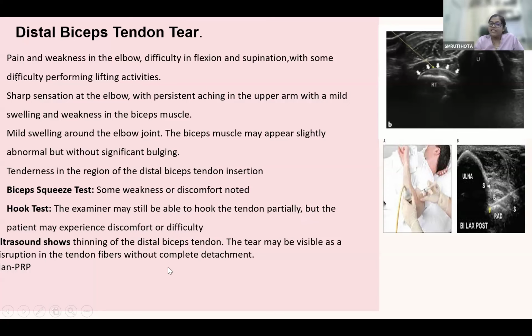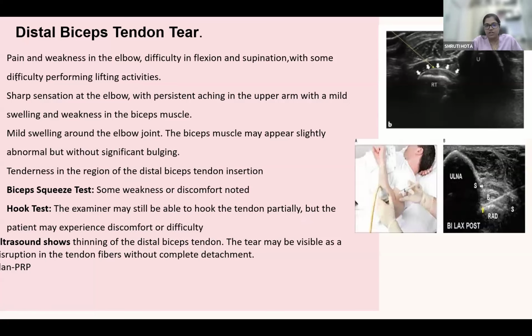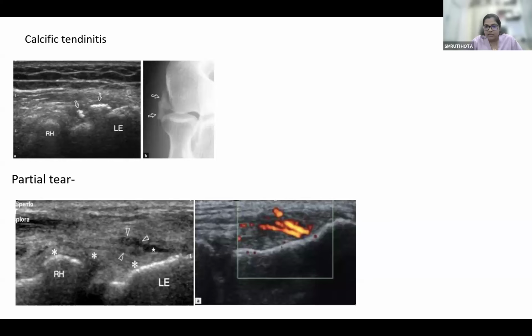On ultrasound, when there is a partial tear, there will be thinning of the distal biceps tendon, because half of the tendon is already torn, and the tear may be visible as disruption in the tendon fibers without complete detachment. Here, most commonly PRP is done; corticosteroid injection is not usually given. These are a few common pathologies. These are the pictures you should remember.